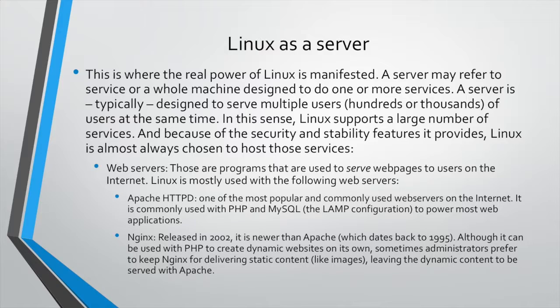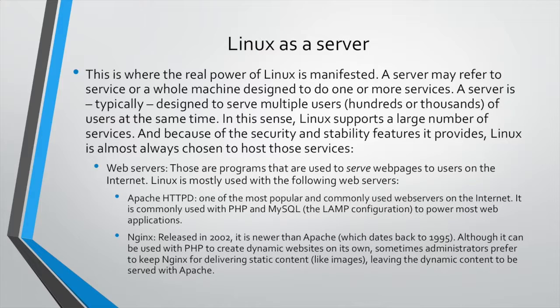This configuration is largely used on the internet to power most of the web applications that we see around, like, for example, WordPress or even Facebook. Facebook uses PHP, and it is powered by Unix and Linux machines. And Nginx is relatively much newer than the Apache HTTPD. Apache was developed in early 1995, while Nginx was released in 2002. So it's, as we said, relatively new. And Nginx can be used with PHP to serve dynamic web pages.